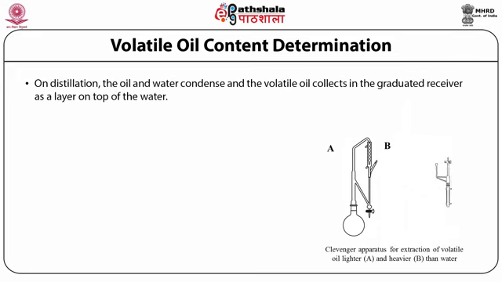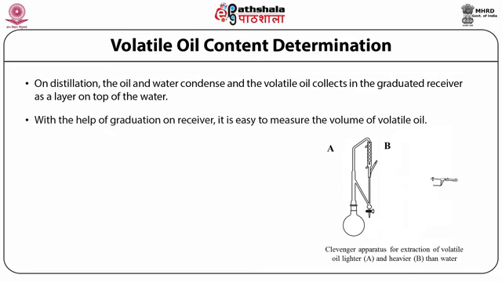On distillation, the oil and water condense and the volatile oil collects in the graduated receiver after condensing from the condenser. So the receiver has an oil and water mixture. Based on the specific gravity of the oil, it collects either at the base or at the top of the water. With the help of graduation on the receiver, it is easy to measure the total volume of volatile oil.